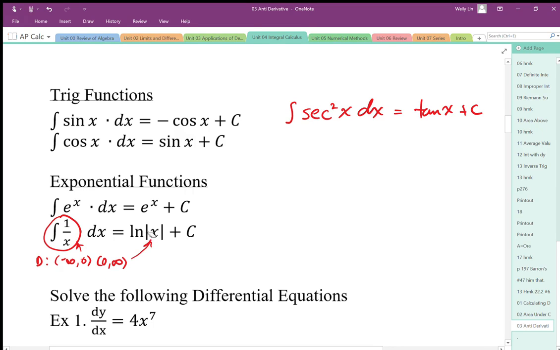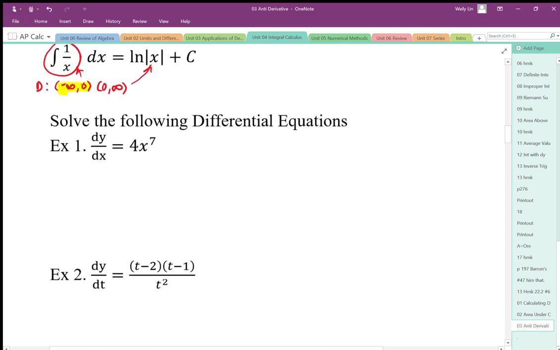Now without the absolute value, we cannot use this part. We can't use negatives in logs. So without the absolute value, we can't use this part. So that's why we put the absolute value in there, so that the domain of the original function matches the domain of the antiderivative function.